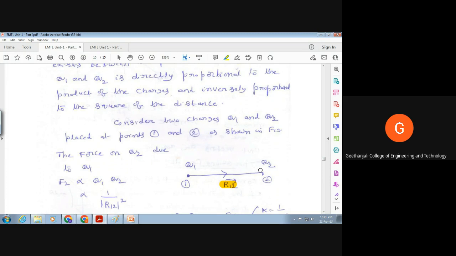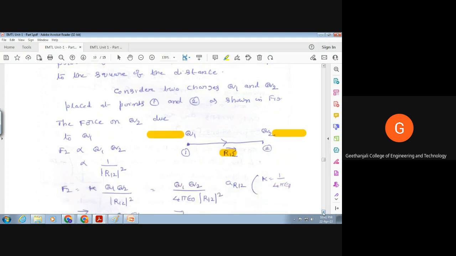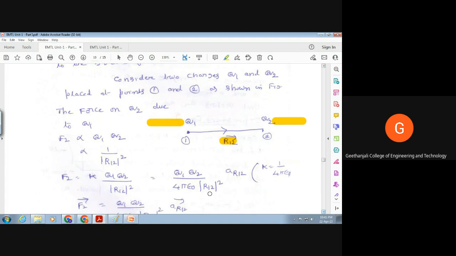Assume that Q1 and Q2 both are positive charges. Then Q1 will try to repel Q2 in its direction and Q2 will try to repel Q1 in the opposite direction. Let F2 be the force on Q2 due to Q1. Then F2 is proportional to the product of the charges Q1 Q2 and inversely proportional to the square of the distance, so inversely proportional to R12 square. So if K is the constant of proportionality, F2 is equal to K Q1 Q2 by R12 square.